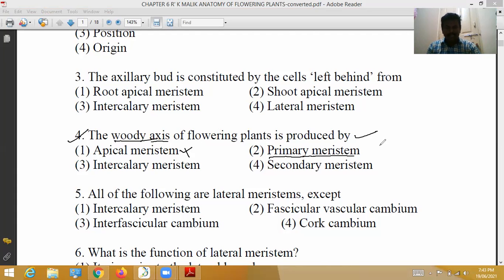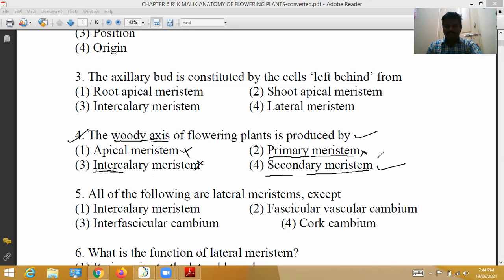Primary meristem forms new cells in the root region and stem region, so it is also wrong. Intercalary meristem, both are primary meristems and are responsible for increasing length, not thickness of the plant, so that is also a wrong option. So the fourth option is correct.